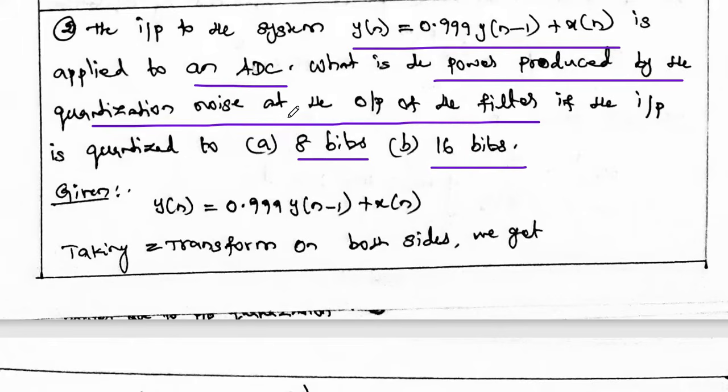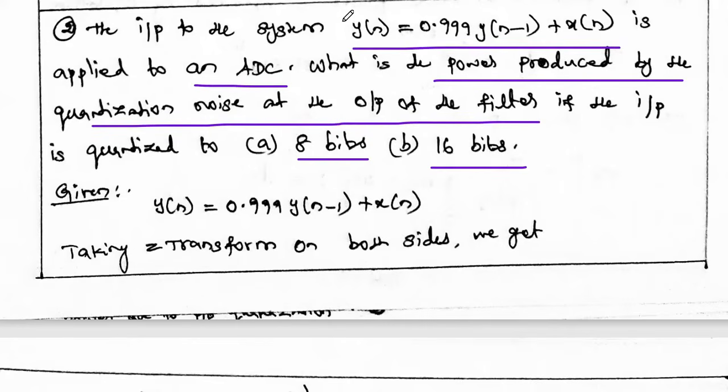if the input signal is quantized to 8 bit, we have to calculate the quantization noise power, as well as if the input is quantized to 16 bit, what is the quantization noise power we have to measure. Okay, and here you see what are the given data.